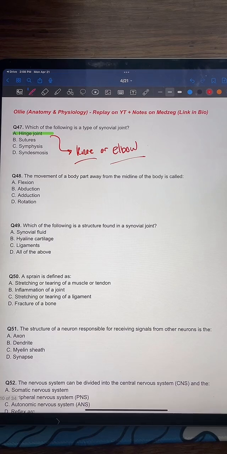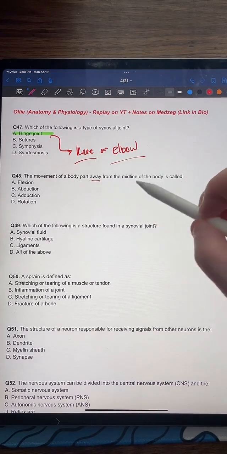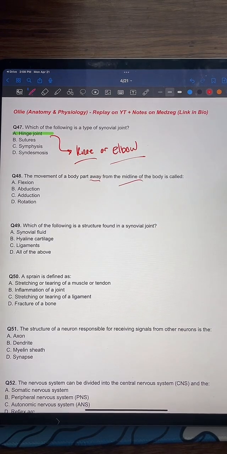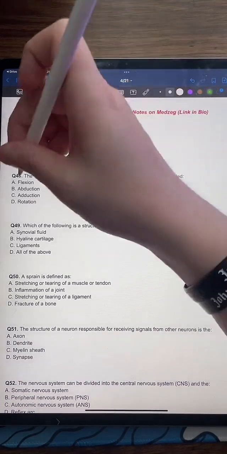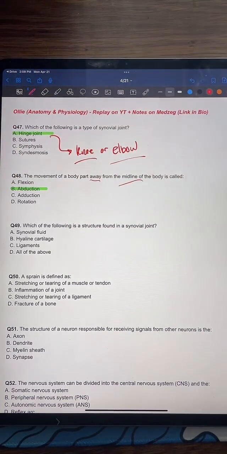48, the movement of a body part away from the midline is called... Fantastic. It is B, it is abduction. Abduction. Again, that is away from the midline. For example, if you raise your arm away from your torso.